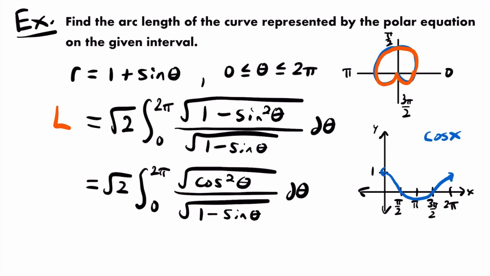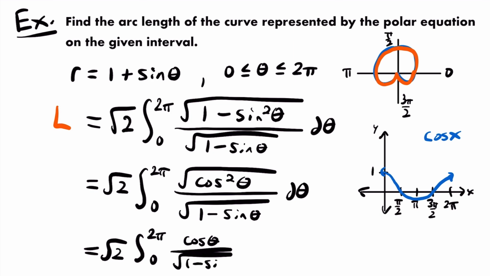It's only positive between 0 and pi divided by 2, and 3 pi divided by 2, and 2 pi. So when we simplify this integral, it's not going to be correct for us to just say that this is equal to the square root of 2 times the integral from 0 to 2 pi of cosine theta divided by the square root of 1 minus sine theta d theta. We can't just take the square root of cosine squared theta and leave it as cosine theta, because this is not positive for all the angles between 0 and 2 pi.